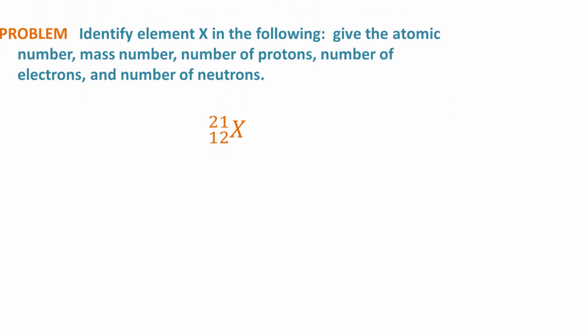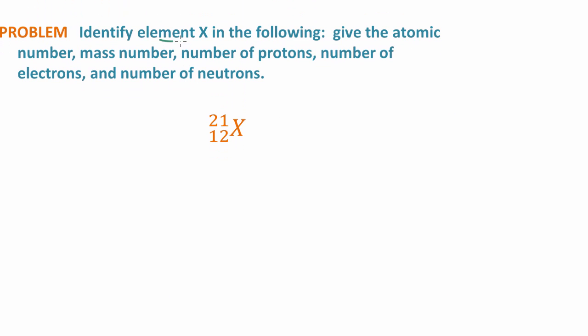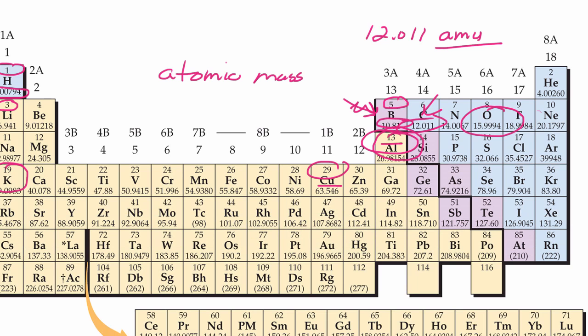Let's just do this one final problem here. Here they want us to identify the element X in the following. They want the atomic number, the mass number, number of protons, number of electrons, and number of neutrons. Obviously, this is Z, this is A, so Z gives me the identity of the element. Let's go to the periodic table, and Z equal to 12 is magnesium.